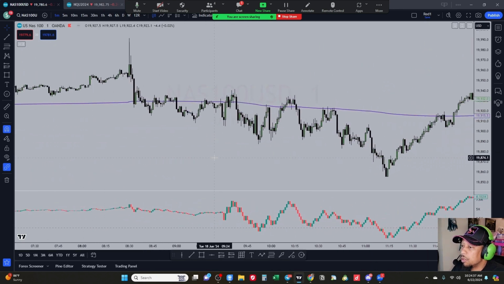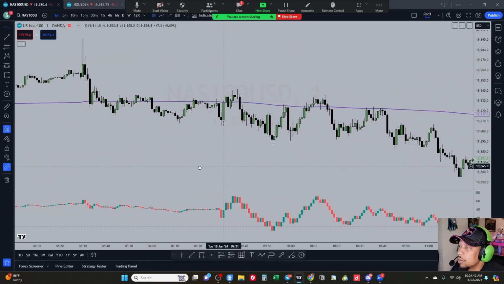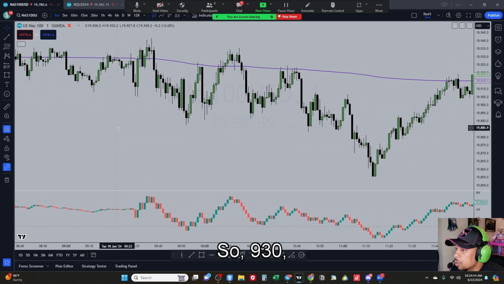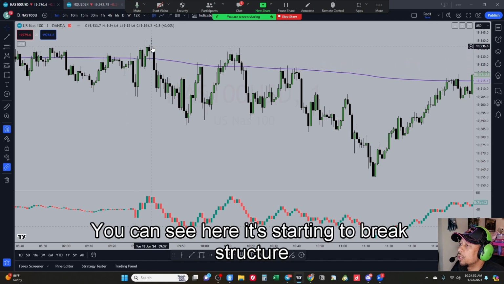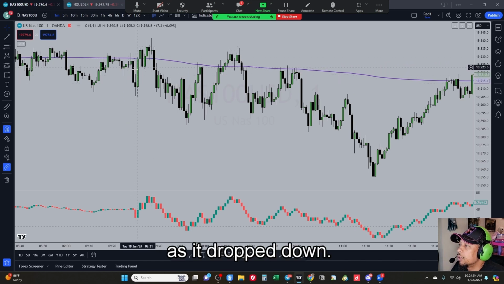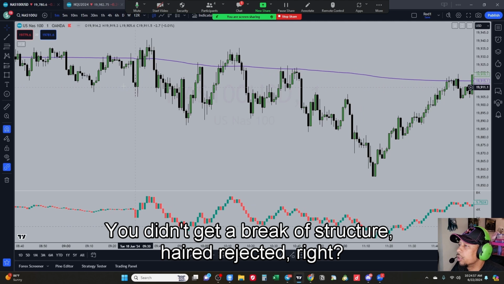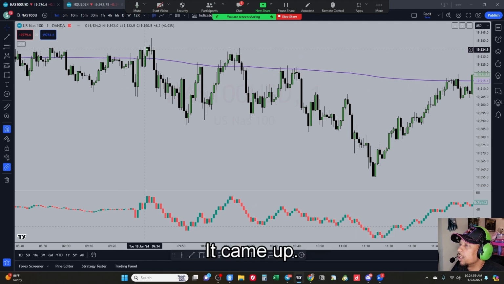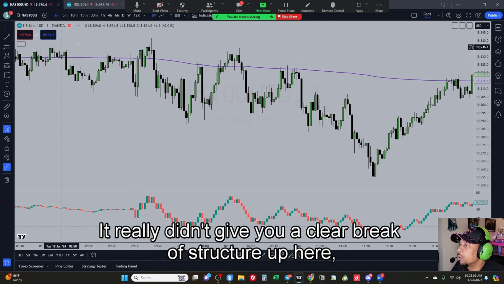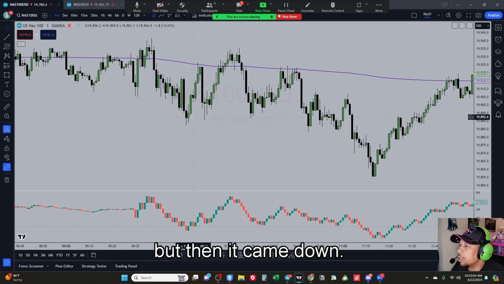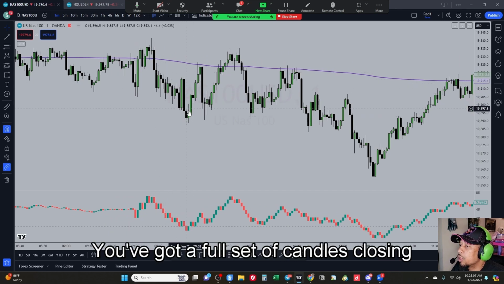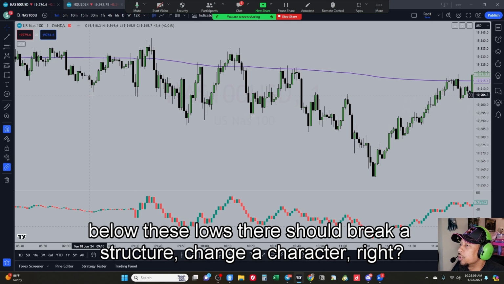Right in here. Okay. Bring it up like this. So 9:30, right in here. All right. You can see here, it's starting to break structure. As it dropped down, you didn't get a break of structure here. It rejected, right? It came up. It really didn't give you a clear break of structure up here. But then it came down. You've got a full set of candles closing below these lows. There's your break of structure, change of character, right?